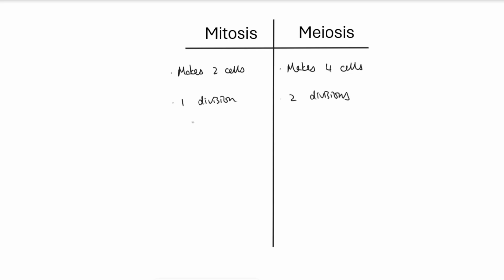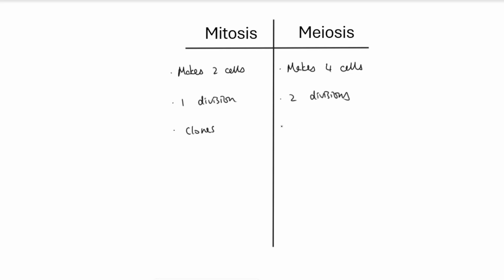Now, there are a few more differences. I mentioned it briefly already. In mitosis, the way that the chromosomes separate is that one set of each chromosome separates after duplication. So the daughter cells are clones, or we can say that they're genetically identical. So the DNA is the same.